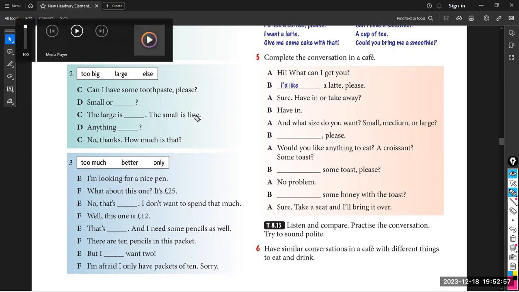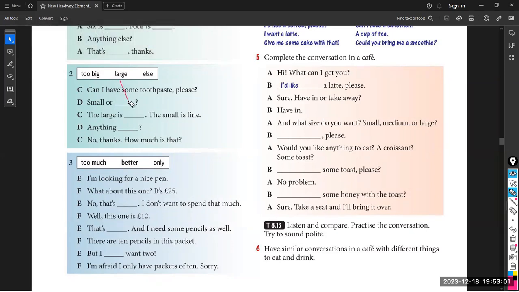So? Large. Too big. Exactly. So too big, too small, too big, too much, too many. Anything else? No, thank you. Anything else means any other thing. Do you want something more? Something else. Anything else. Someone else. For example, maybe I need help and there are two people, and maybe the first person tells me he is able to help you. Maybe I want to say, I don't need you to help me. Is there someone else to help me? So this is the meaning of this.